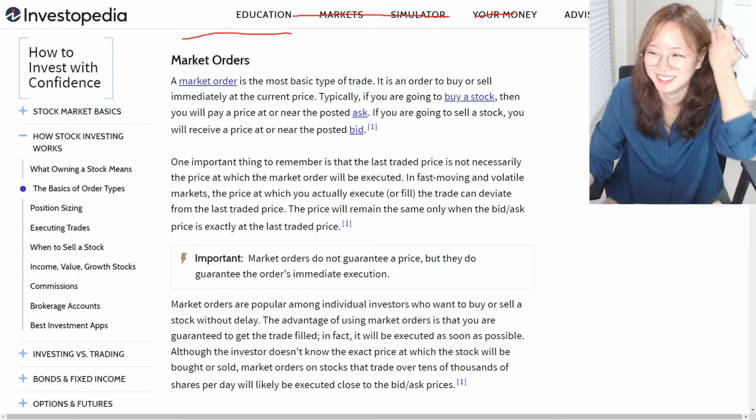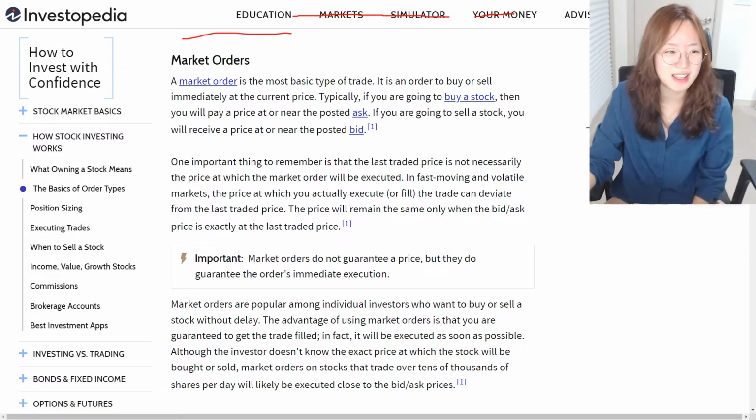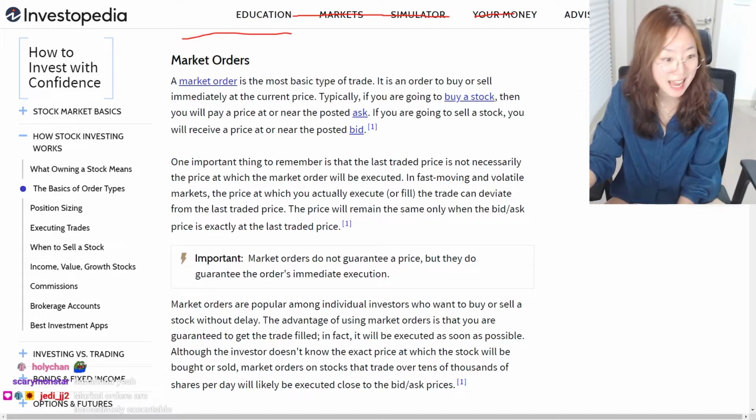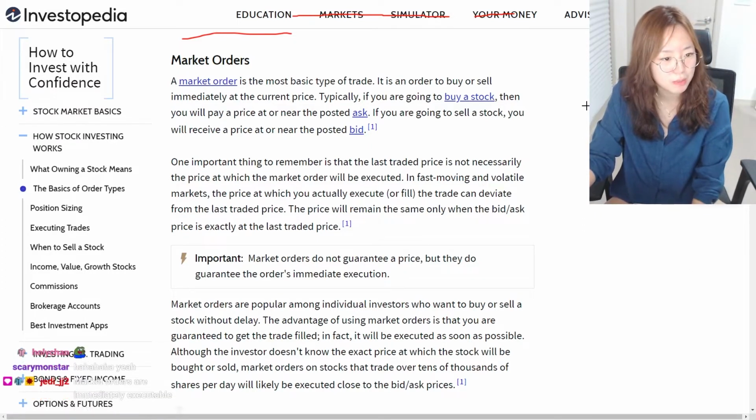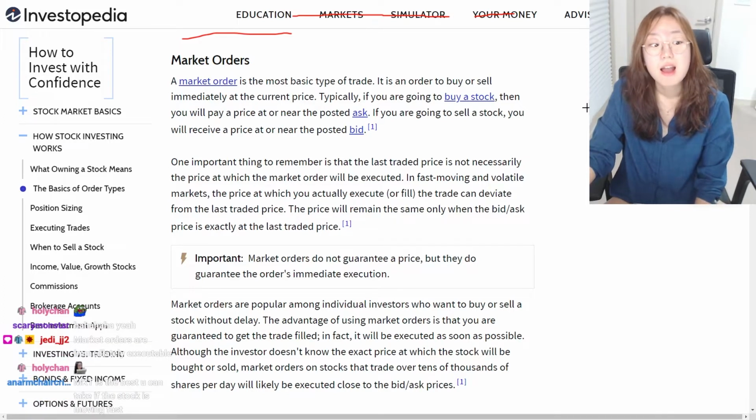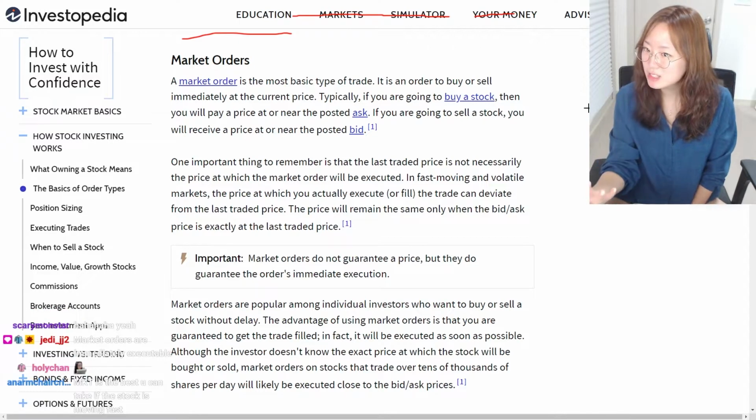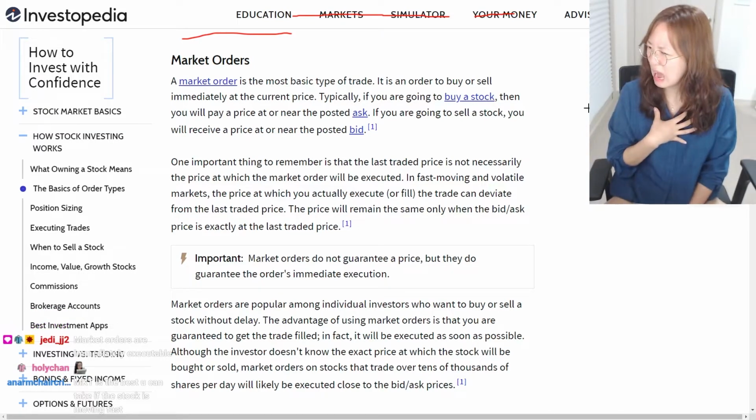What if it's wrong? And then, so typically, if you're going to buy a stock, then you will pay a price at or near the posted ask. If you're going to sell a stock, you will receive a price at or near the posted bid. So you bid the stock and you ask to buy the stock.